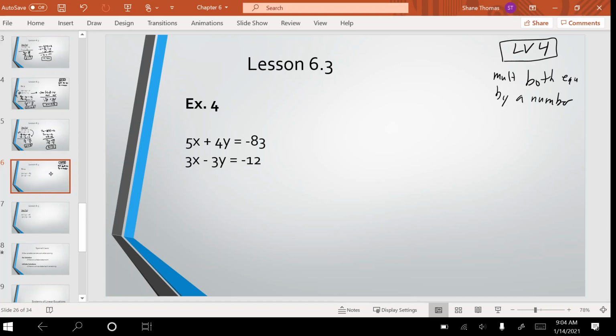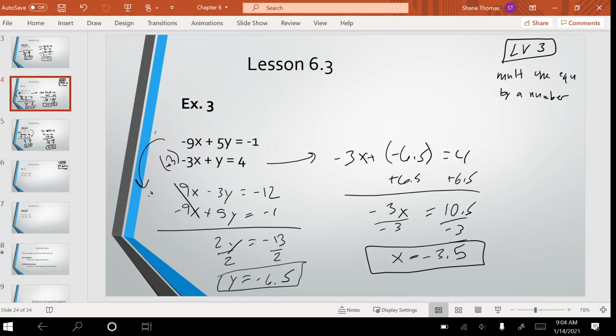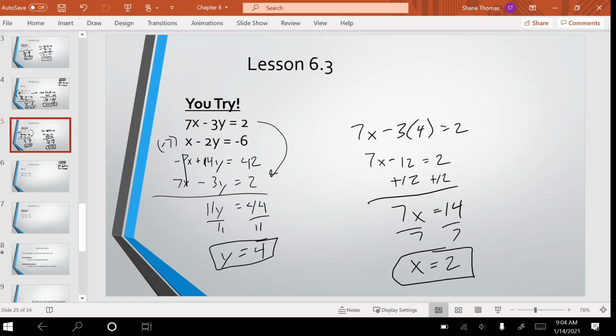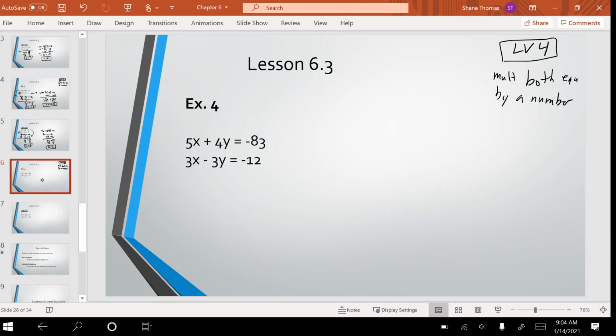So before, when we had to multiply by something, we just picked one that was a factor of the other one, right? So back here in this level 3, 3 was a factor of 9, so that was easy. The last one we just did, 1 was a factor of 7, so that was an easy multiplication. In this one, is 3 or 5 a factor of each other? No. Is 4 or 3 a factor of each other? No. So what you're looking for is something called the least common multiple. Or you can just multiply them by each other. That's the other one you could do.